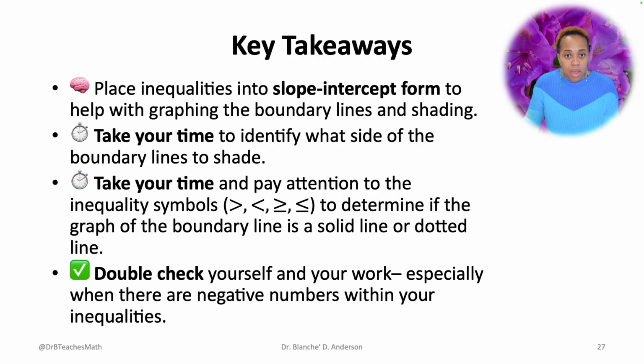Okay. Key takeaways. Make sure you place the inequalities into slope-intercept form. It's going to help you with graphing and then seeing immediately what side of the boundary line you're going to shade on. Again, it's not a must-do, but it does help. Take your time. What side do I need to shade on? Especially if you don't do the slope-intercept form. Pay attention to the inequality symbols so that you know if your line is going to be solid or dotted. And then double check your work, especially when there's a negative.